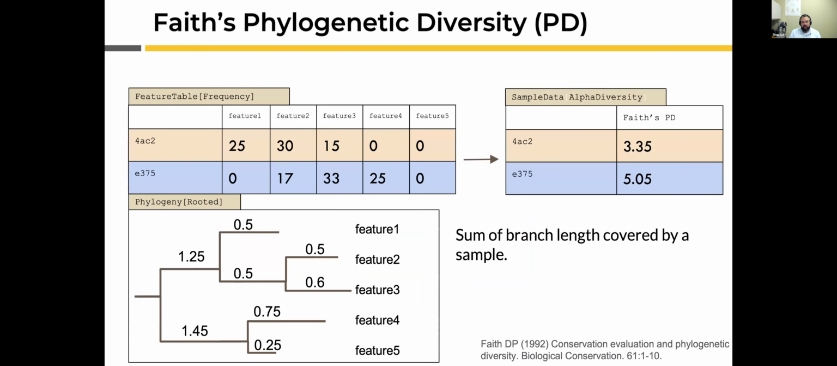Faith's phylogenetic diversity is the only measure of alpha diversity I know of that incorporates phylogenetic information. So this generally gives you the sum of the branch length covered by a sample. From the tree root to the tree leaves, if you take a sample and follow it out, how much of the tree is covered by each of those samples.